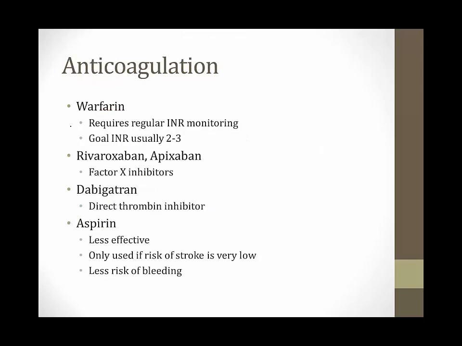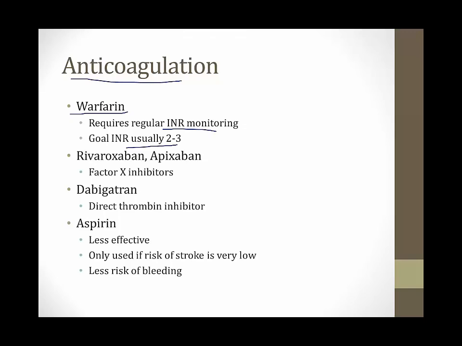The third arm of treatment for patients with atrial fibrillation is anticoagulation. These drugs are administered in order to reduce the risk of thrombus formation and stroke. There are 4 groups of drugs that are used in atrial fibrillation. The first one is warfarin. The downside to warfarin is that it requires regular blood testing to monitor the INR level. The goal INR for a patient with atrial fibrillation is usually 2 to 3, and the INR level needs to be regularly checked to make sure it's within this range.